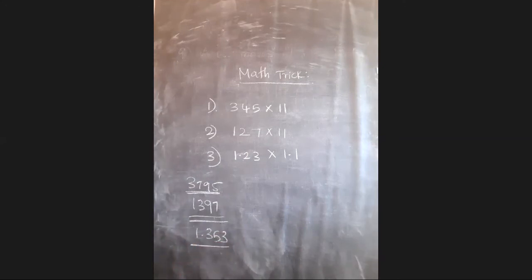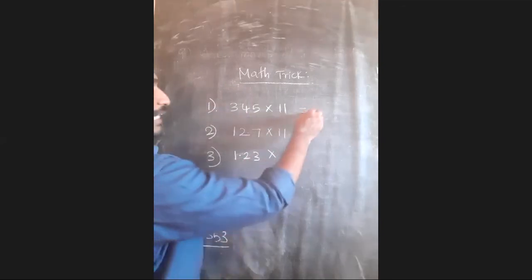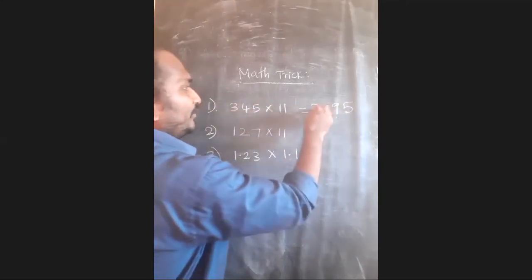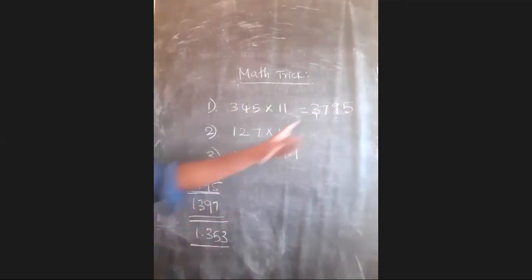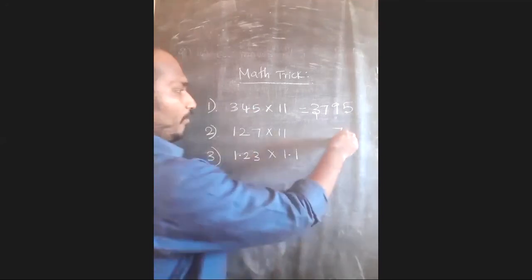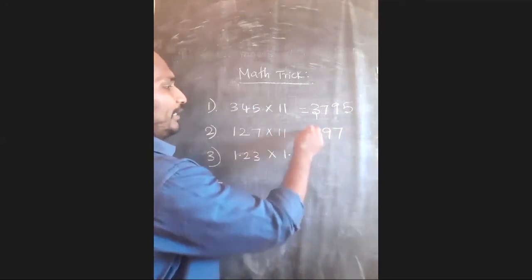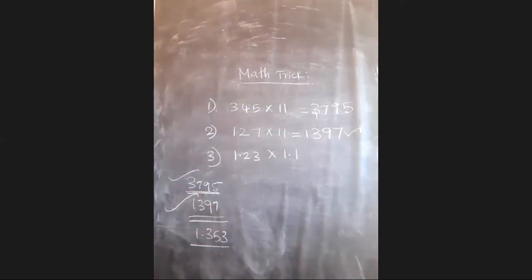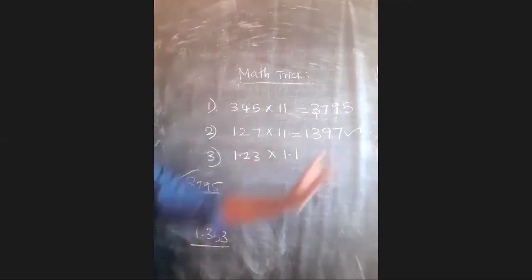Someone sent the answer for the third question as 1.353. So let me check the answers. The answer for the first question is 5973. 3795 is the right answer for the question. So this answer is correct. Second question, 7931. 1397 is the right answer. Good.